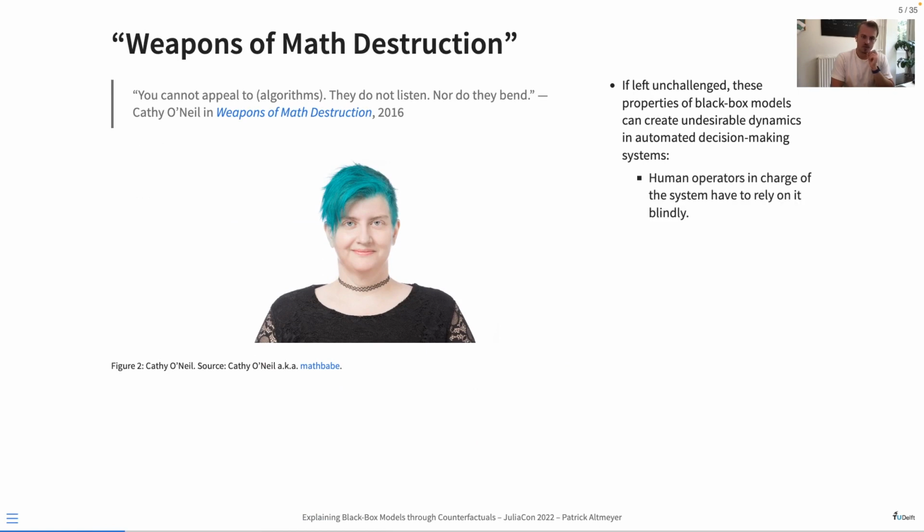Just a quick notion here. Cathy O'Neil in her book says that you cannot appeal to algorithms. They do not listen, nor do they bend. What she means by this is that if we deploy black boxes in the context of automated decision making, then this can create very undesirable dynamics. The operators in charge of these systems have to rely on it blindly, whereas individuals subject to the decisions generally have no way to challenge the outcome.